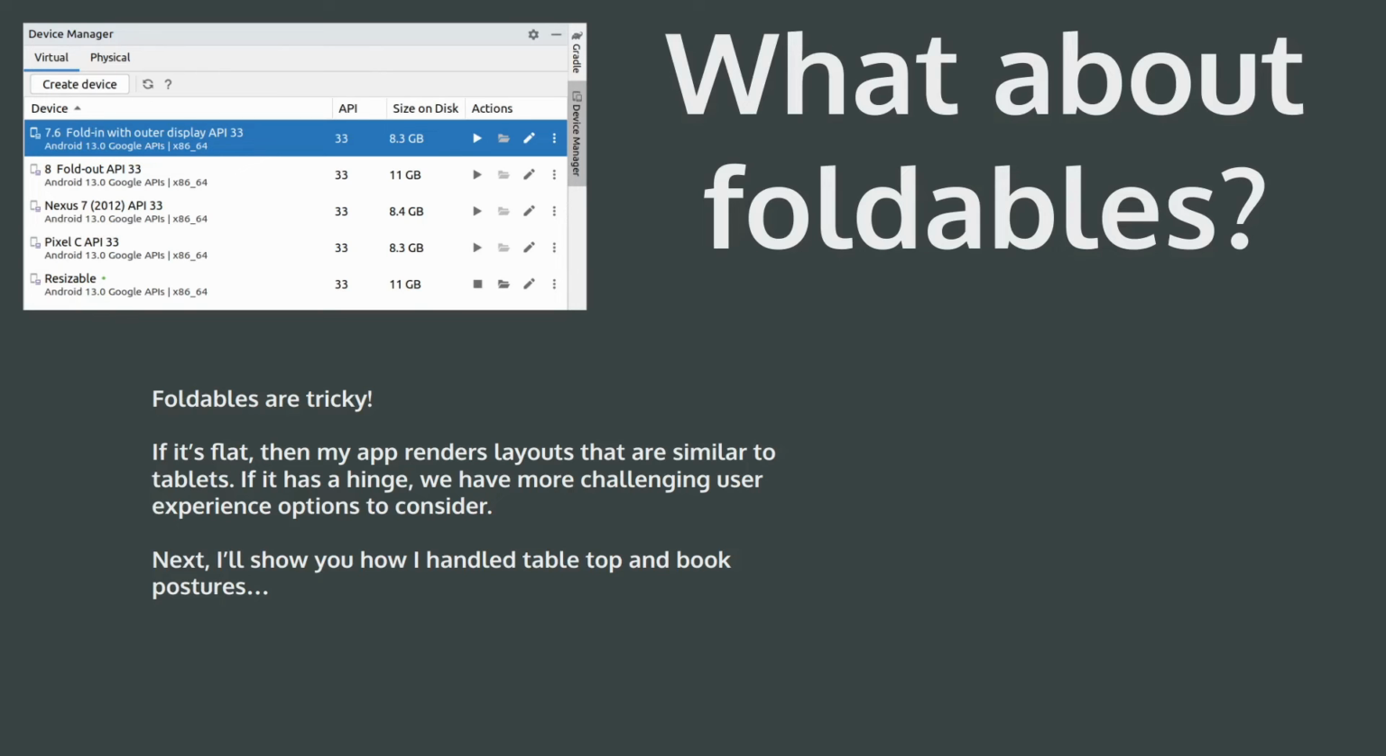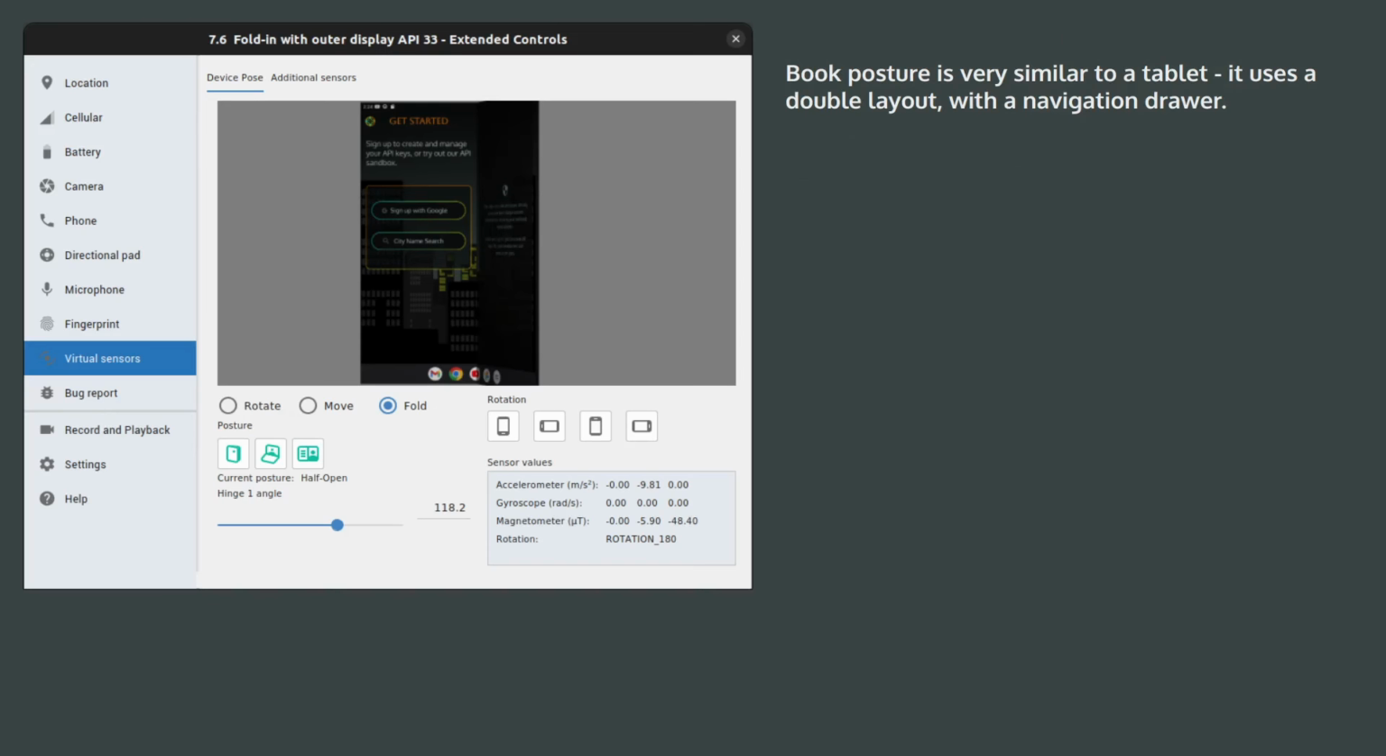What about foldables? Foldables are really tricky. If it's flat, then my app renders layouts that are similar to tablets. But if it has a hinge, we have more challenging user experience options to consider. Next, I'll show you how I handled tabletop and book postures.